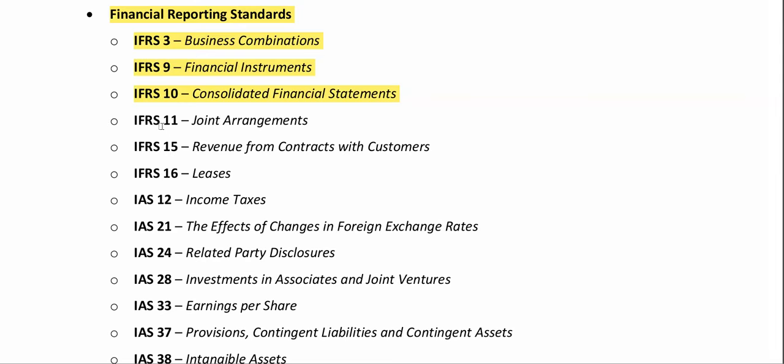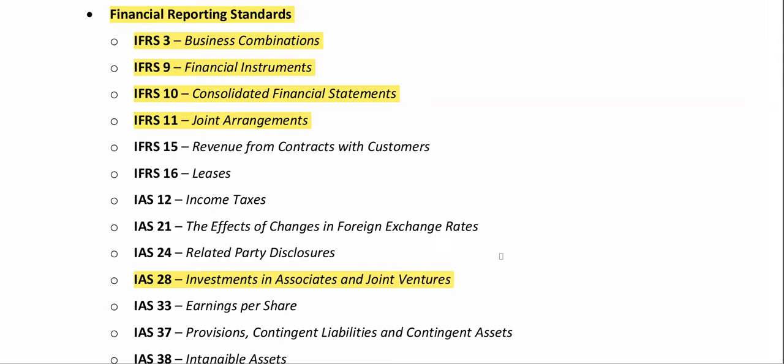IFRS 11 joint arrangements. Remember, I told you that we have dedicated standards for joint ventures and associates. So you should be aware of the basics about how we determine whether an arrangement is a joint venture and how we account for a joint venture. So this is where IAS 28 comes into play, investments in associates and joint ventures, because both these arrangements are accounted for using the equity method of accounting outlined in IAS 28. So you should be thorough with IAS 28 as it applies to the accounting of both joint ventures as well as associates.